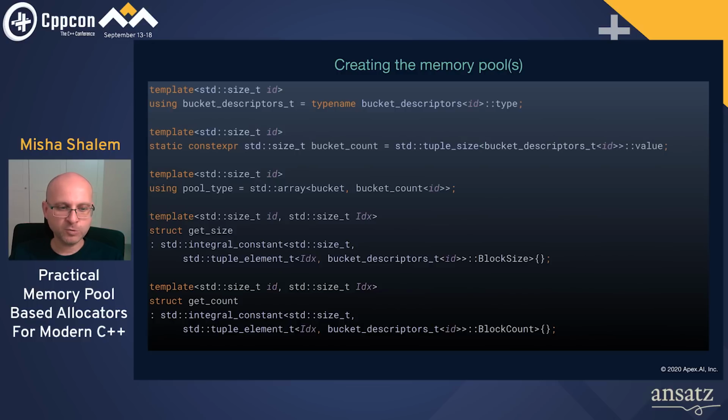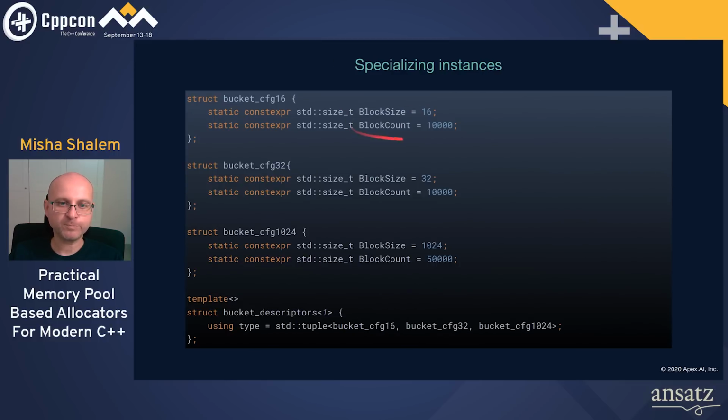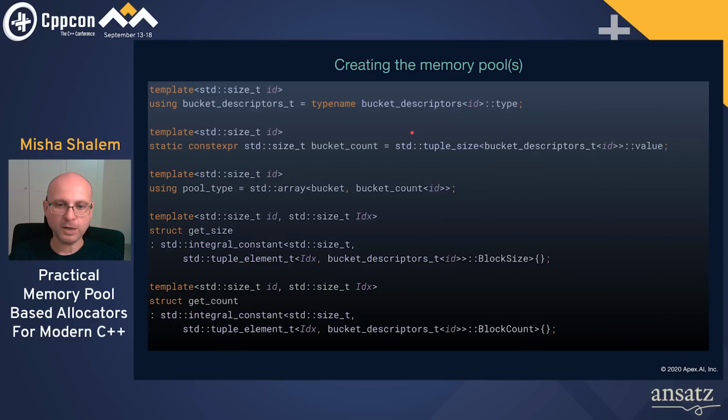And we will define two traits, get size and get count, which will help us to extract the block size and block count properties from the previous slide. These two. But to do it conveniently, when we give it an ID of a memory pool and the index of a bucket inside the tuple, we get block size as a value or block count as a value.